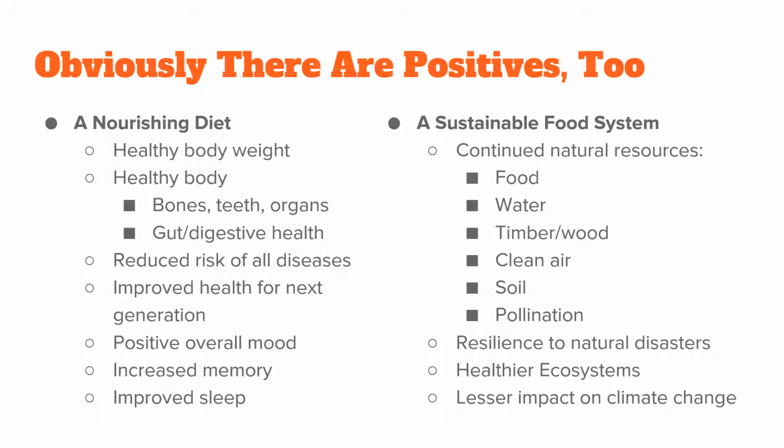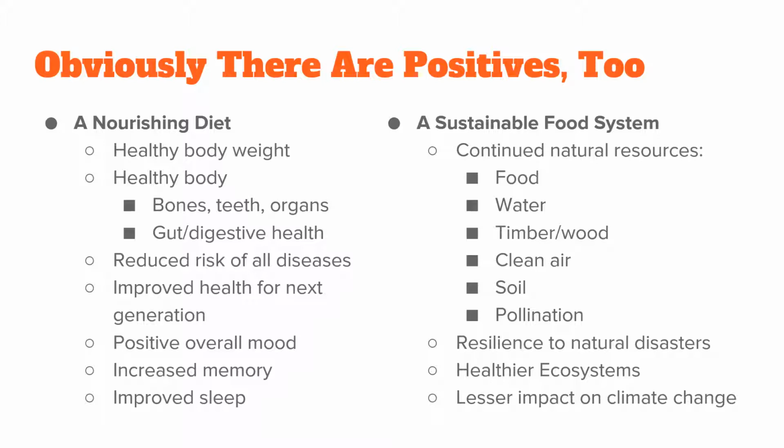So a nourishing diet, not just the standard American diet, but a truly nourishing diet would provide for that individual a healthy body weight, a healthy body, healthy digestive system, healthy organs, bones, teeth, healthy mind, overall reduced risk of all diseases. Also would improve health for the next generation.